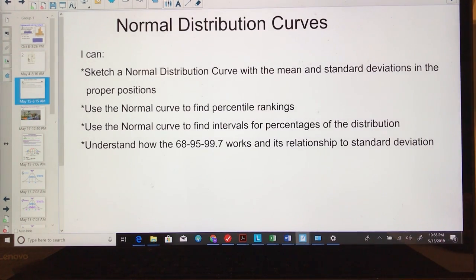Normal distribution curves. Today you're going to be able to sketch the normal distribution curve with the mean and the standard deviations in the proper positions. Use the normal curve to find percentile rankings and intervals for percentages of the distribution. And understand this 68, 95, 99.7 rule, how it works, and its relationship to standard deviation.